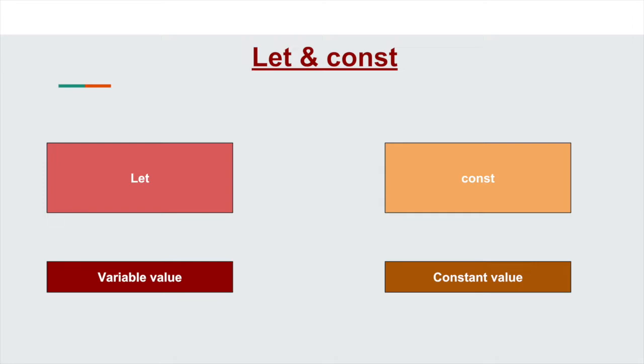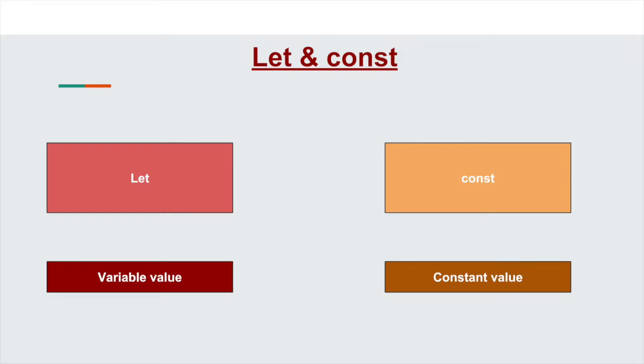Let and const also change something behind the scenes about the scope of variables. But the most important takeaway here is: use let if you want to create a variable that really is variable. Use const if you plan on creating a constant value, so something which you only assign once and never change.